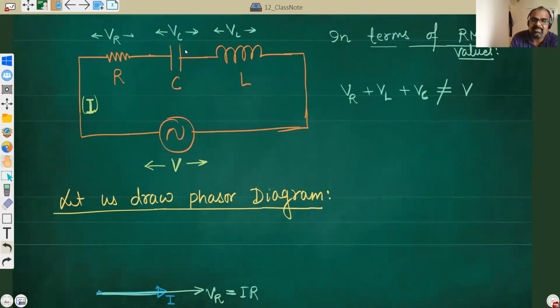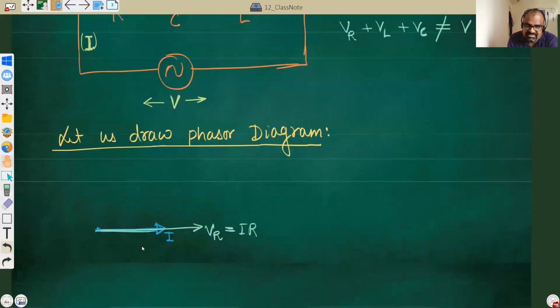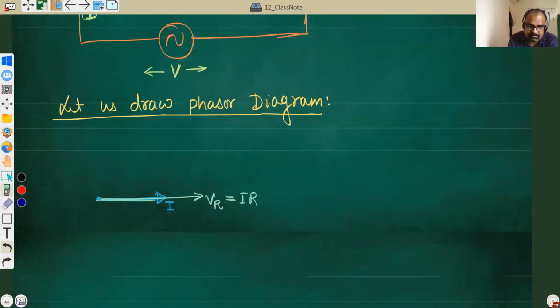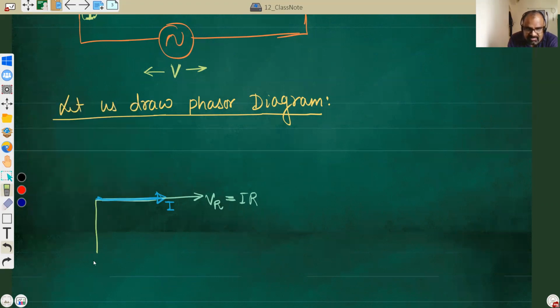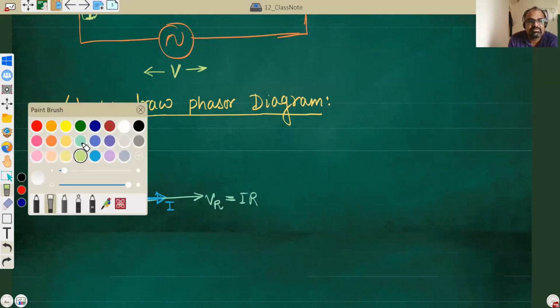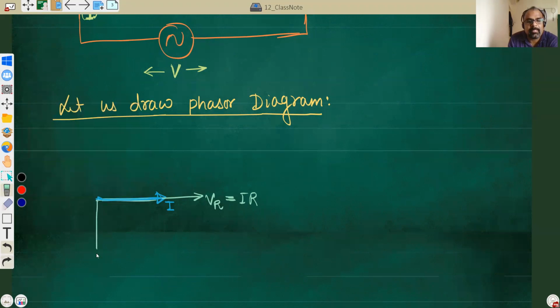Now let's focus on the capacitor. Voltage across the capacitor and current through the capacitor are not in the same phase. In fact, voltage lags behind the current. So if this is the current phasor, then relative to this, the VC phasor will be behind, below. So this will be your VC phasor, and it will be I into XC.